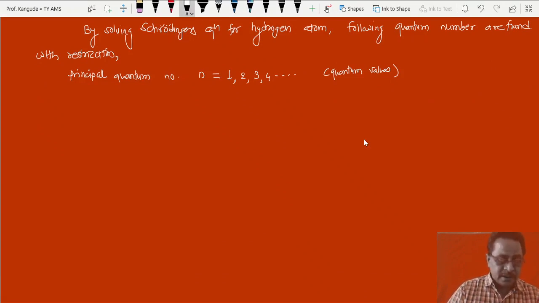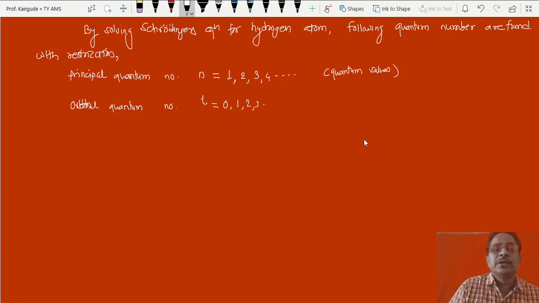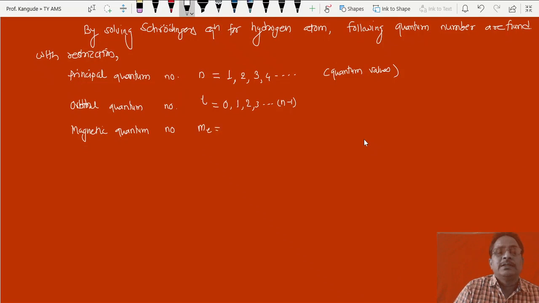Second, once n is defined, we come across the orbital quantum number, and this is given by L, which varies from 0, 1, 2, 3 up to n minus 1. And the third one, as we have discussed earlier, is the magnetic quantum number. The symbol used for that is ml. We have seen that this ml varies from minus L, 0, up to plus L. This is the variation.